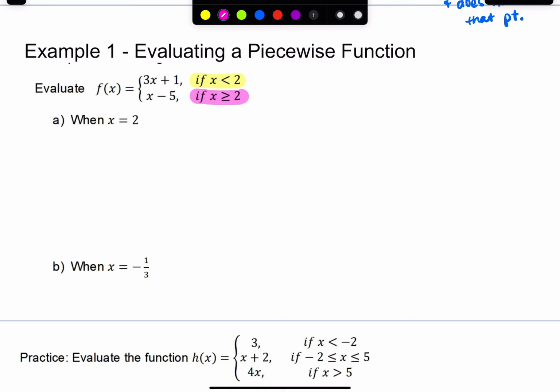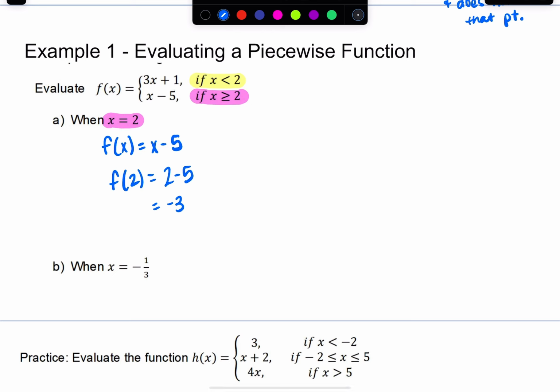So for part A, when x equals 2, I'm going to look and see which interval that falls under. So x equals 2 is going to fall under x is greater than or equal to 2. So I'm using the pink equation or the second equation. So I'm using f of x equals x minus 5, and I'm plugging in 2 for x. So f of 2 is 2 minus 5. 2 minus 5 is negative 3. So that is my answer when I plug in 2 for x.